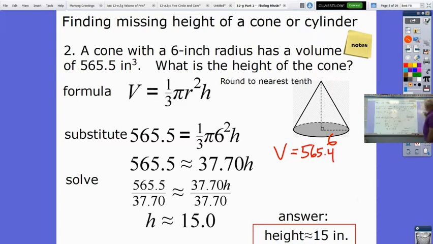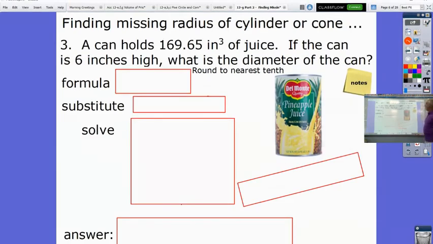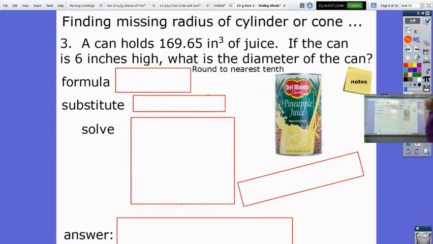Okay, so that is finding the missing height of a cone, and a cylinder works the same way, except you just don't have the 1/3 in your formula, right? So that's pretty straightforward, the height of a cylinder or cone. All right, well, how about the radius of a cylinder or a cone? This is going to be a little more complicated. One extra step, if you think about it.